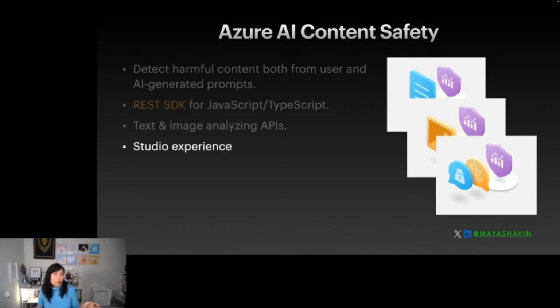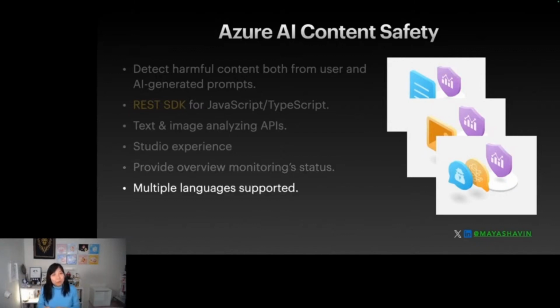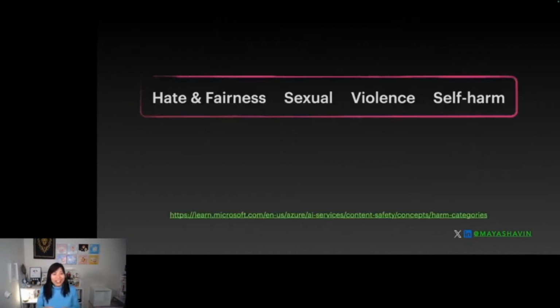categories and severity levels, so that you know what level for each category you are willing to go for your AI system. It also provides some monitoring status and performance inside the studio for you as a developer to understand what kind of harmful content your system has been dealing with and how the performance is going over time. And it supports different languages, not just English, a lot of different languages, including Chinese and I think also Vietnamese and so on. And this is super cool.